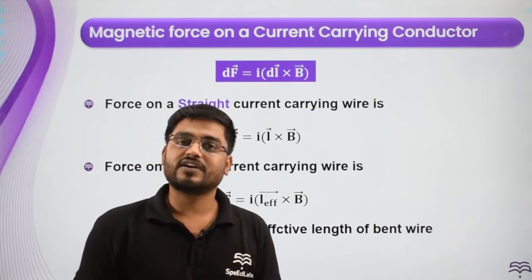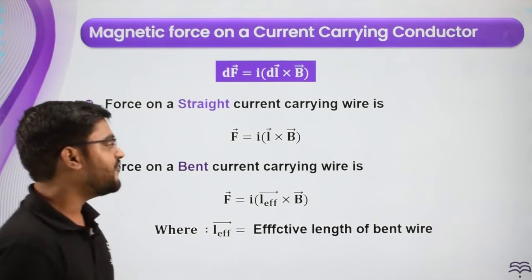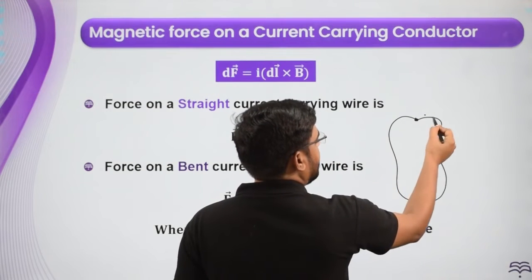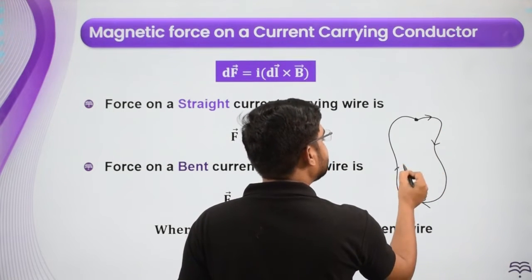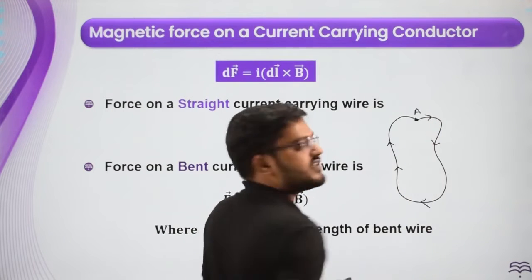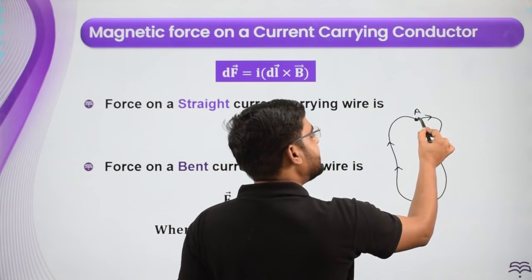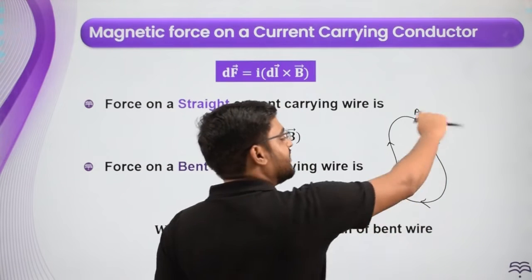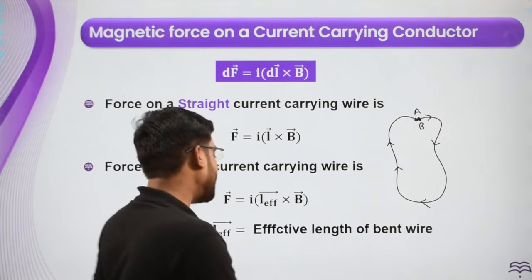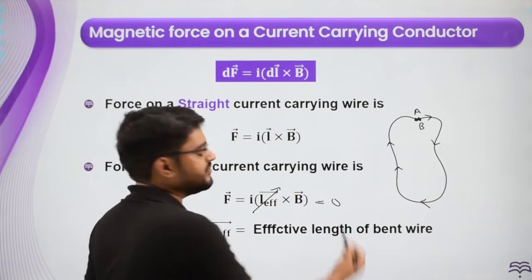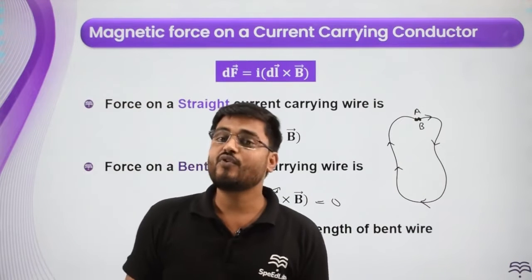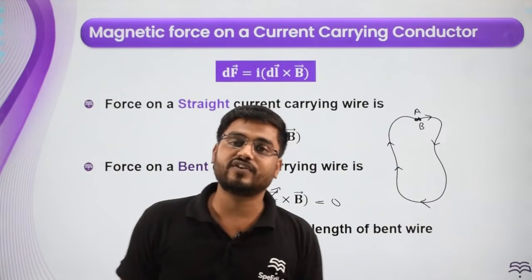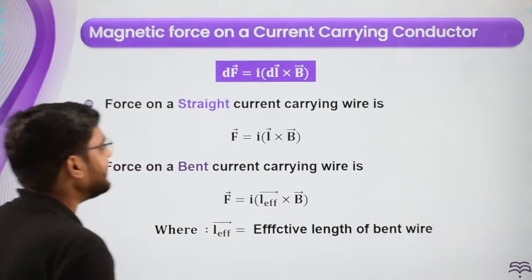What if A and B are the same? What if we are talking about a loop? For a complete loop, current is flowing in a loop like this. So how much is the force? I am just treating it as a bent wire. From A to B, A and B are eventually the same point. So the effective length is 0. If the effective length is 0, then the force experienced is also 0. So we can conclude that the force experienced by a current carrying loop in a uniform magnetic field is 0. We'll also discuss this in a later section.